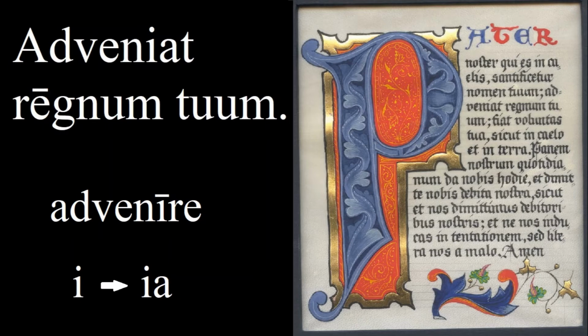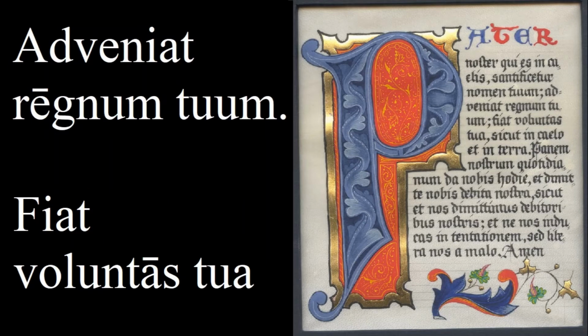The English word advent is derived from this, so advenire means to arrive. And the second word, regnum, gives us regency, regicide, and reign in English, and means kingdom, or even just reign. So this line means, may your kingdom arrive. We continue with fiat voluntas tua.